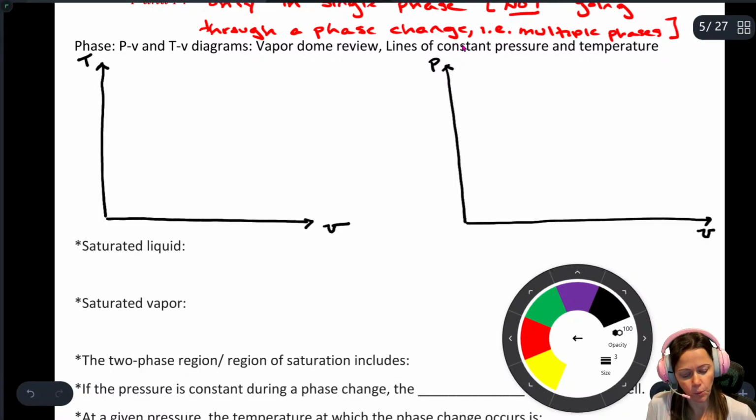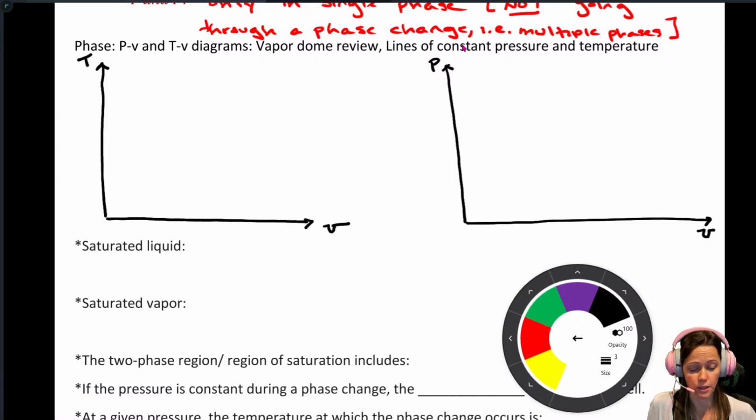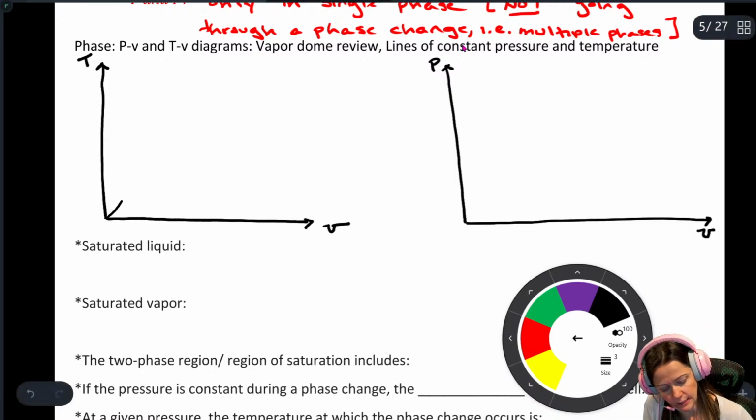So like I said, we're going to deal a lot with water, but for any substance really, this kind of liquid vapor dome exists.